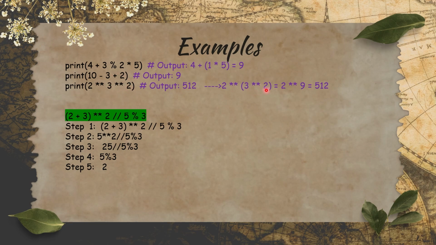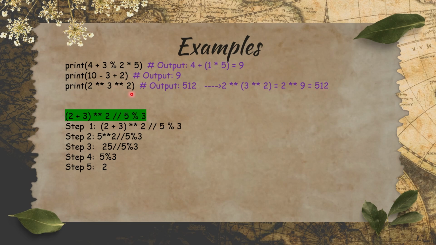So 3 exponent 2 means 3 multiplied twice, it is 9. Now the only expression left out is 2 exponent 9. 2 exponent 9 is 512. Clear? You might be getting confused.